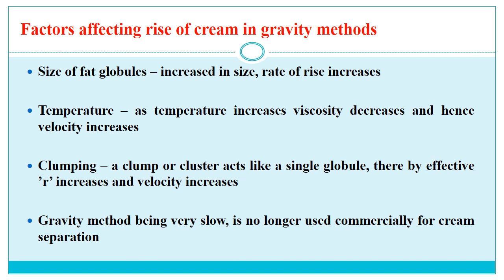This is as per the Stokes' law I have mentioned earlier. Firstly, the size of fat globules. If the fat globule size increases, the rate of rise increases, because the larger the size, the more effective it will be under gravity to go up. Then temperature. As the temperature of the milk increases, the viscosity decreases, and hence the velocity of the fat globule to rise up increases. Then clumping. A clump or cluster acts like a single globule, that is many fat globules joined together act like a clump. Then the effective R, that is the radius, increases. Naturally the velocity to rise up under gravity is more.